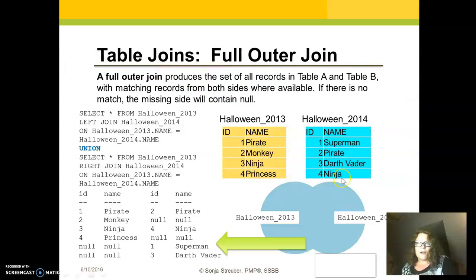We also have the option of displaying everything that is in both tables. For that, MySQL does not allow us to do a full outer join with an outer join operator anymore. Instead, we have to concatenate, if you will, the results from a left join and from a right join. And we do that with a union statement.